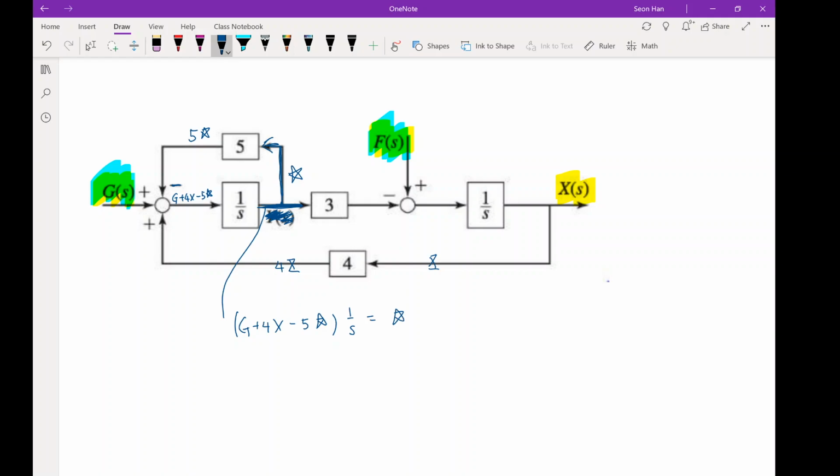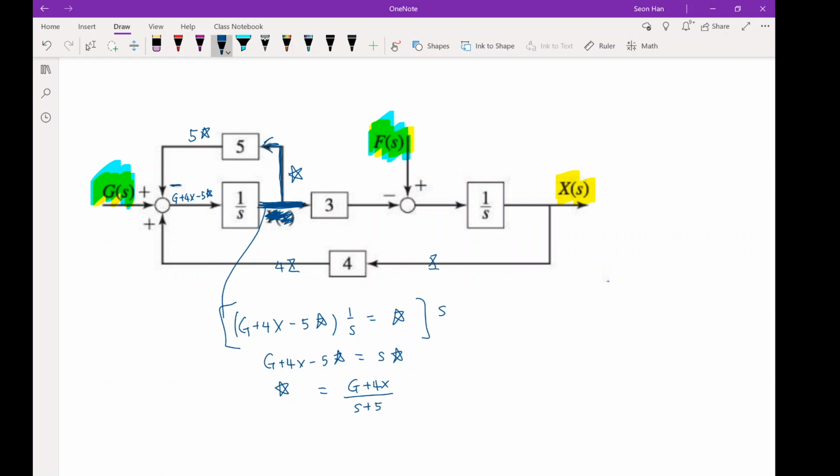Why? Because the same line, the same signal, was named twice. So now solve for star. I'll just multiply by s on both sides, because I don't want to have a fraction. So you have G plus 4x minus 5 times star is s times star. So what's star? Then that's G plus 4x divided by s plus 5. You need to save this information.